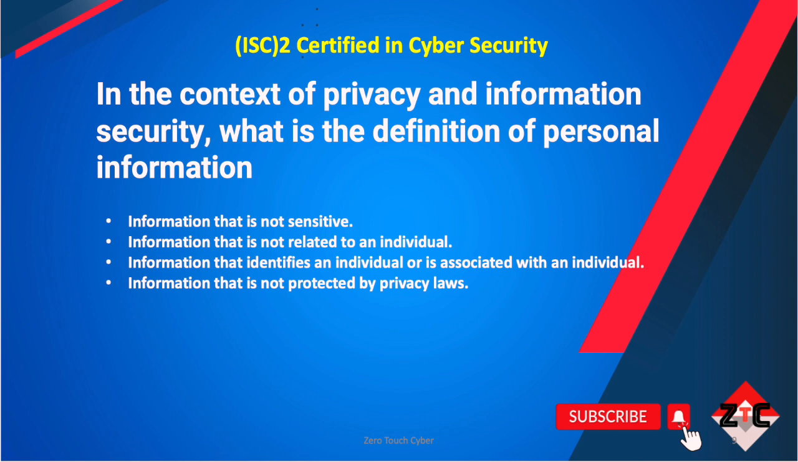Personal information in the context of privacy and information security refers to information that identifies an individual or is associated with an individual. Personal information can include information such as name, address, date of birth, and other identifiable information. Personal information is protected by privacy laws, and organizations have the responsibility to protect it from unauthorized collection, use, or even disclosure. So the correct answer is the third option, information that identifies an individual or is associated with an individual.